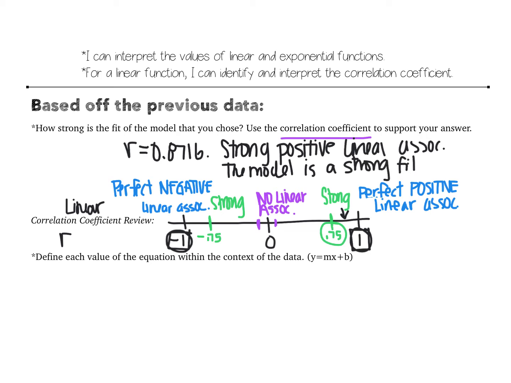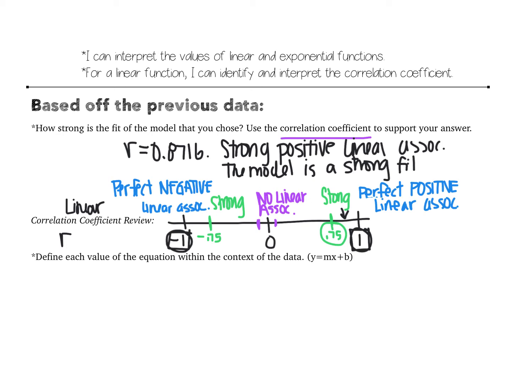Now, if this were a negative 8.716, it's still strong. It's just negative. So sometimes people think negative means bad, but it's not. It just means closer to a negative association. So if it's asking you to use the correlation coefficient, that's that R value, and the closer I get to 1 or negative 1, the stronger it is. The closer I get to this middle area of 0, it's not a good fit.